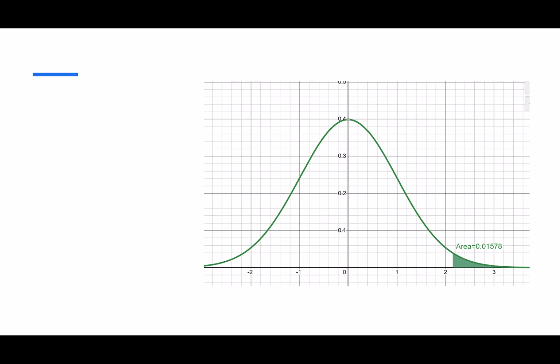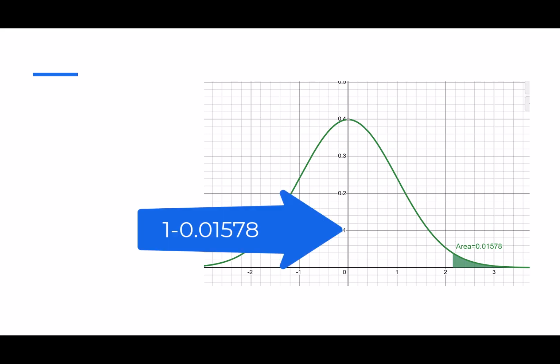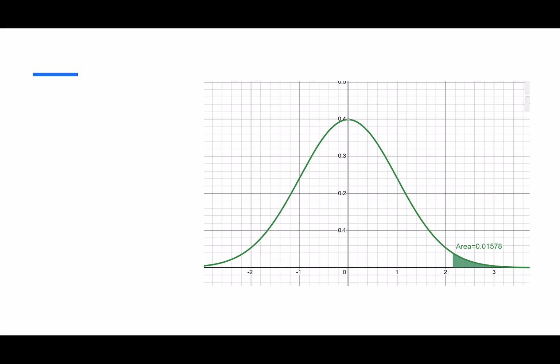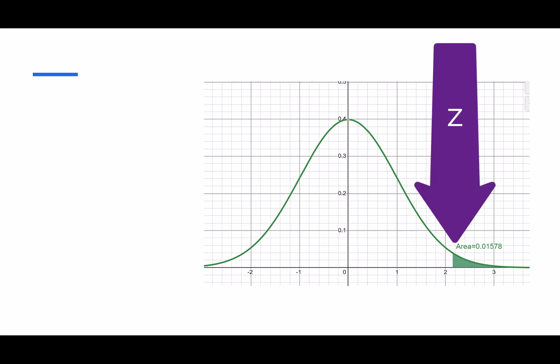In our next example, our area is 0.01578, and notice this time it's to the right. So we're still looking for the z-score, but it's really important that we pay attention to whether the shading is the right or the left. When we're doing the inverse, it's always going to give us what's on the left. So what's on the left is just 1 minus 0.01578 because we know everything adds up to 1. But the good news is whatever z-score goes to the 0.01578 to the right is the same z-score that goes to 1 minus 0.01578 on the left.